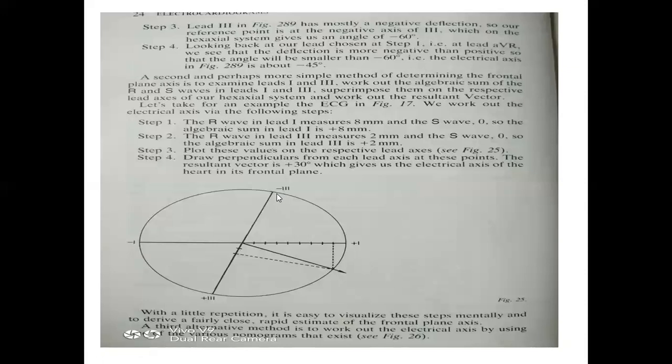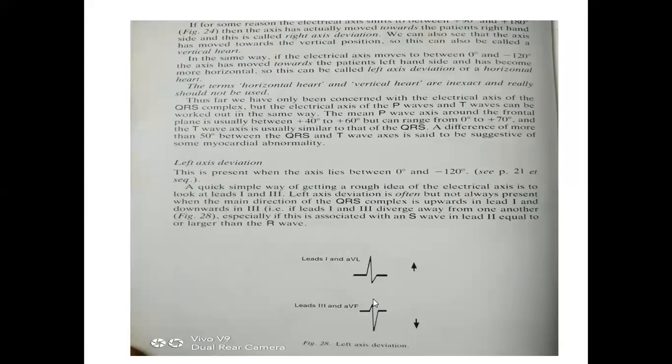Now take lead 3. What do you get here? It is a small R wave, maybe around 3 or 4 millimeters, and a deep S wave, approximately around 10. It is exactly the mirror reflection of lead 1. Okay. Is it clear? Yes, sir.